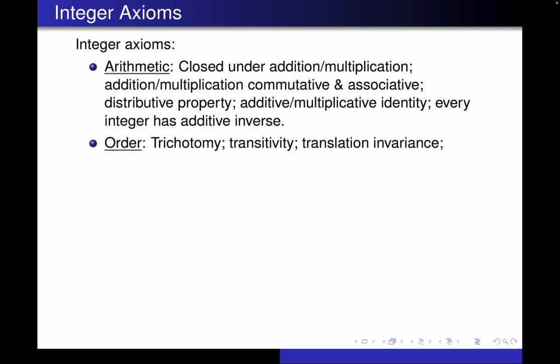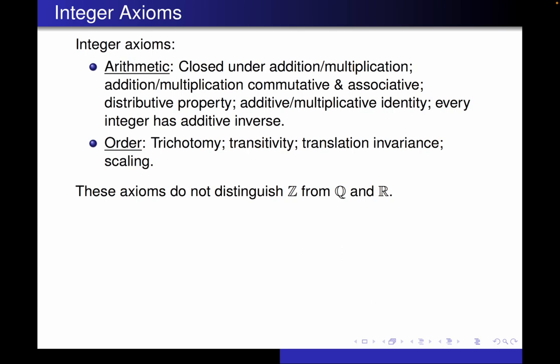In other words, if you take an inequality and add the same thing to both sides, the inequality stays in the same direction. And finally, we have scaling, which means if we multiply both sides of an inequality by a positive number, then the inequality stays in the same direction. And remember, our issue with just these axioms is that they don't distinguish the integers from other number systems like the rational numbers and real numbers. The rational numbers and real numbers satisfy all those axioms as well. So if I say I'm thinking of a number system that has all these axioms, I haven't narrowed it down. You can guess more than one and be correct.